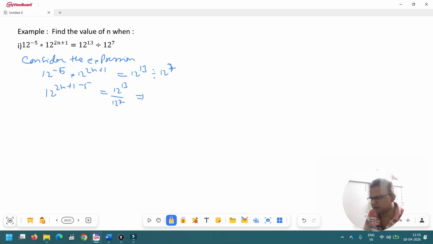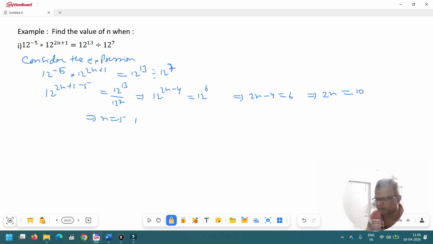That implies 12 power 2n minus 4, 12 power 6. That implies 2n minus 4 is equal to 6. That implies 2n is equal to 10. That implies n is equal to 5. Answer.